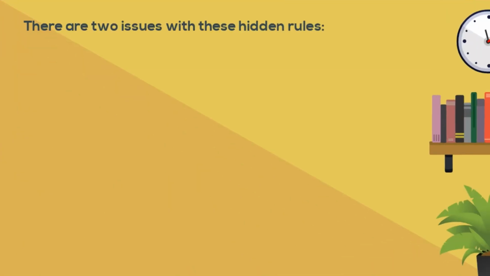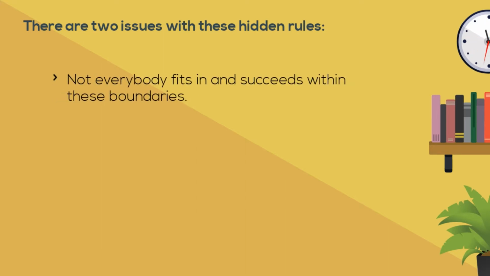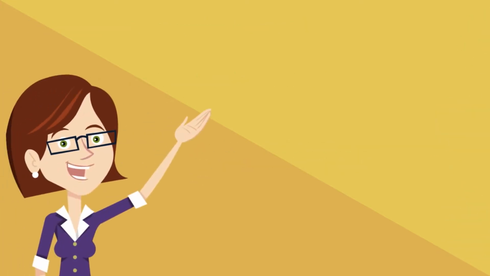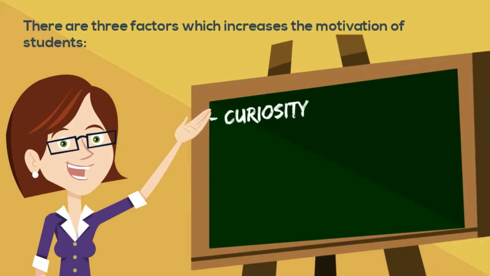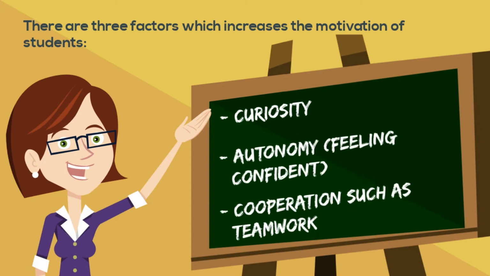There are two issues with these hidden rules. One, not everyone fits in and succeeds within these boundaries. And two, those hidden rules can impede the motivation of students when compared to using play, for example. There are three factors which increase the motivation of students: curiosity, autonomy or feeling confident, and cooperation, such as teamwork.